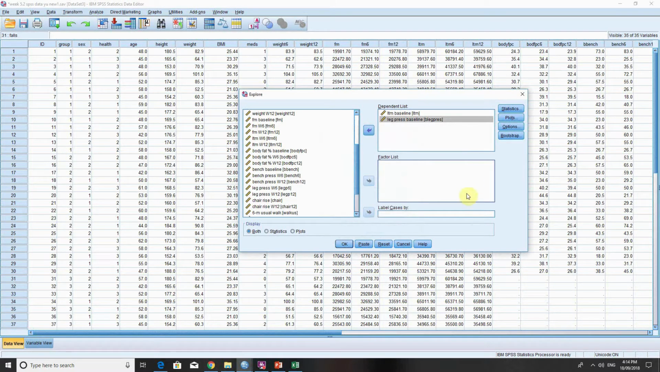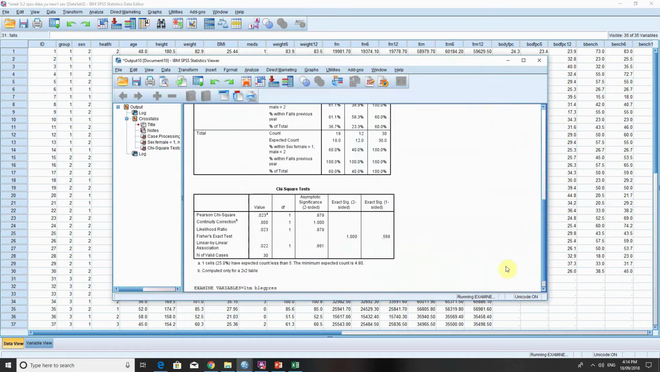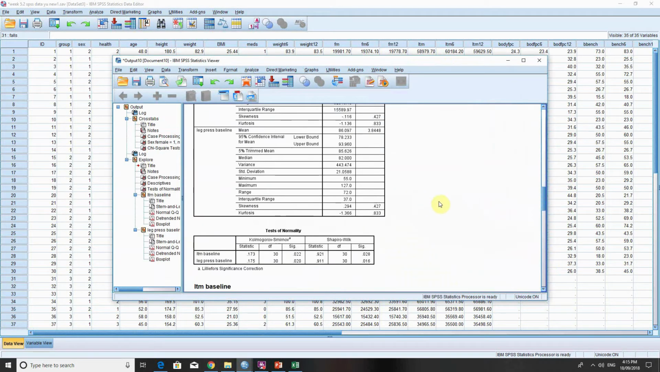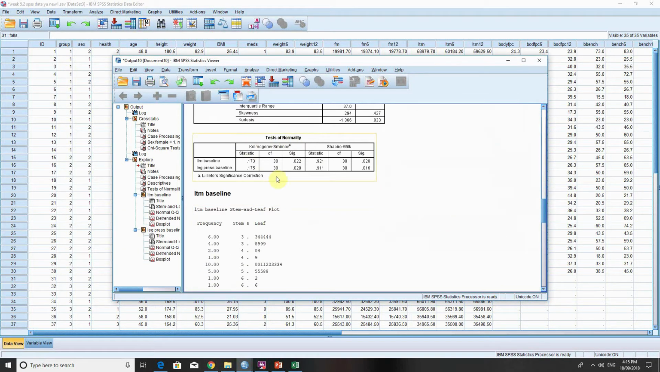And we don't need to put anything in our factor list because I'm simply asking if everyone within these two groups is correlated to the other. I'm not asking you to split by gender and I'm not asking you to split by group, so we don't need to put anything in the factor list when we look at normality. So I'll press OK. And here are our tests of normality.